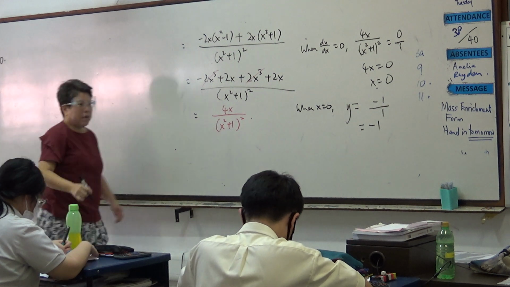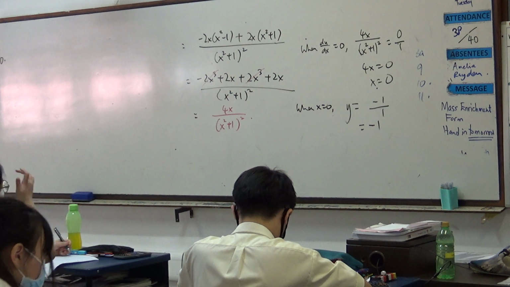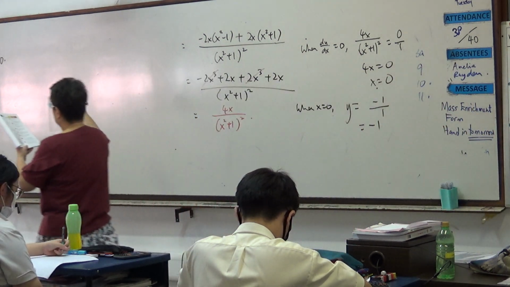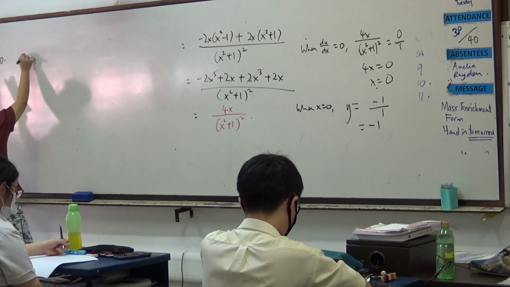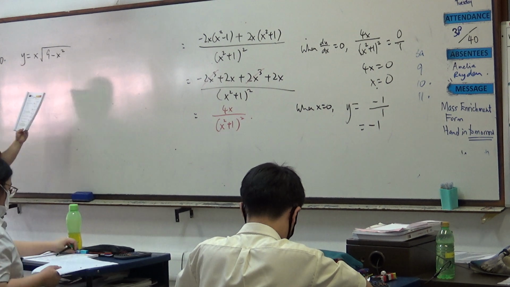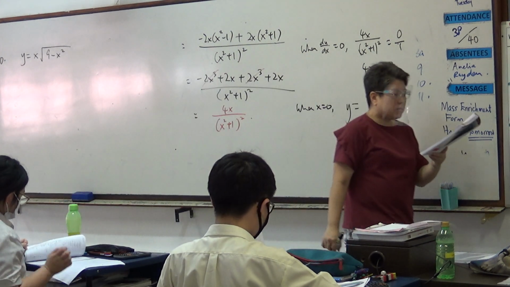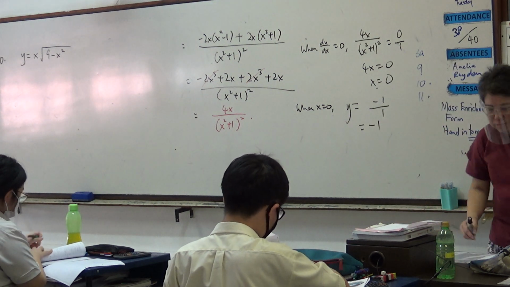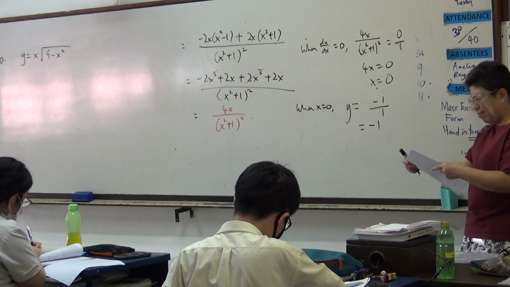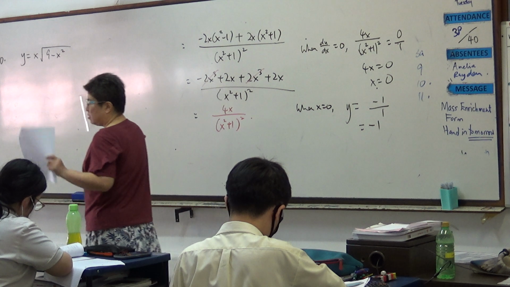Let's look at question number 10. Okay, don't talk. The equation of a curve is this. Find the gradient of the curve at each of the points where it meets the line y equals to x. Class, this is a long one. This is a standard one.